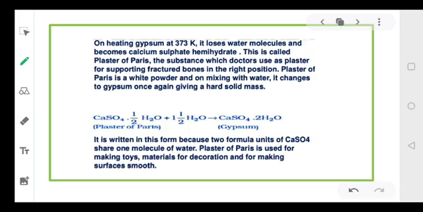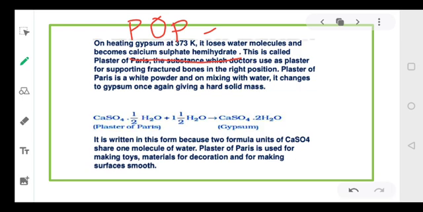Now the last salt is your POP. What is the full form of POP? Plaster of Paris. Why do we call it plaster of Paris? Any idea? It was initially discovered in Paris. That is why it is called POP. And its chemical name is calcium sulfate hemihydrate. We discussed this in the very beginning.